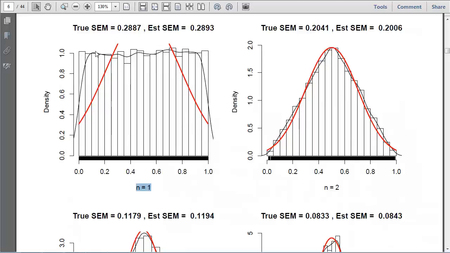The black line is a density estimate of the histogram, and it drops down at the bottom because there's no observations to the left of 0 or to the right of 1. It's a kernel density estimate which basically averages neighboring values together in a certain way, so it has this drop off. I wouldn't worry too much about that. Basically we have a horizontal distribution here.